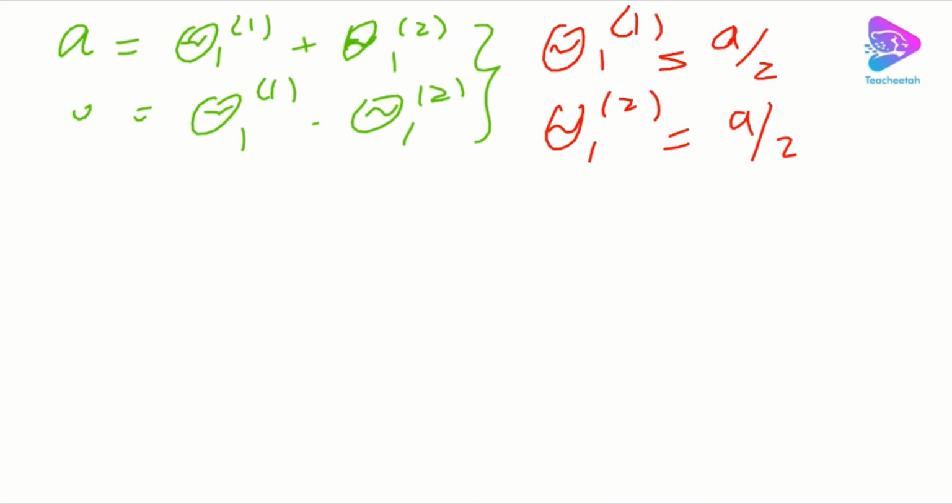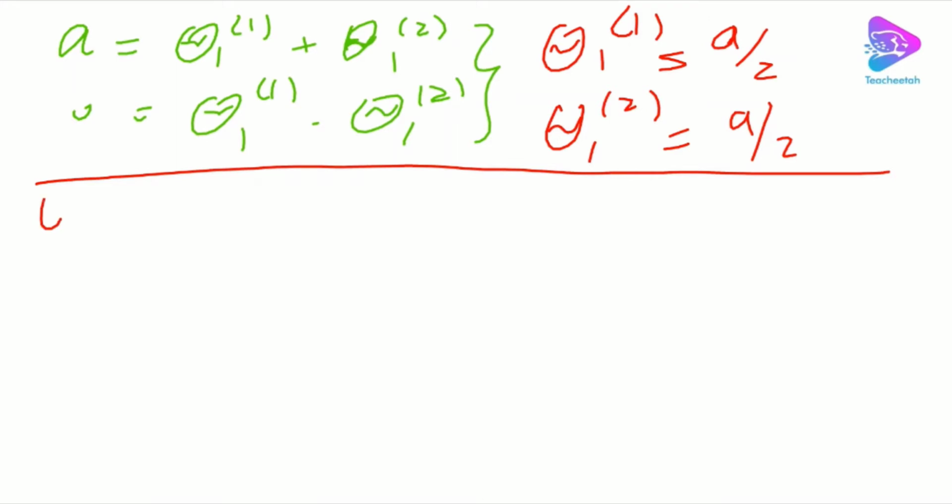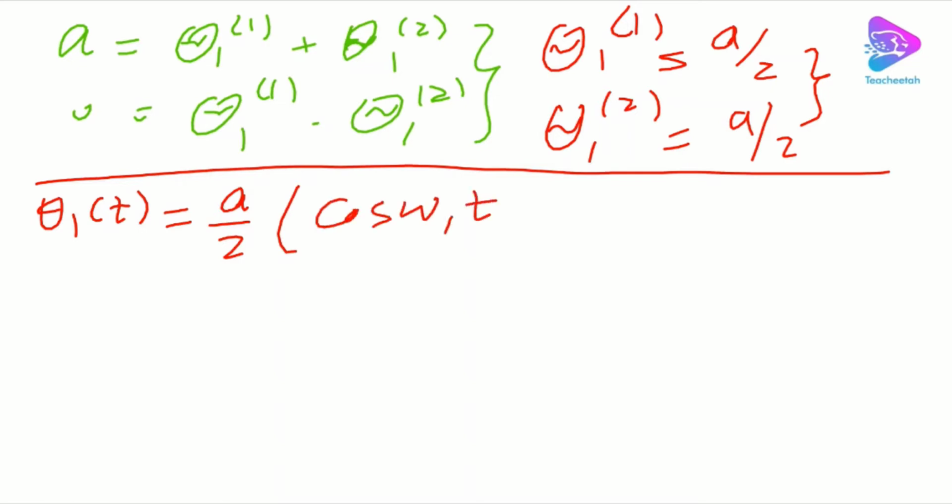So they are actually equal, right? So it makes the final response of the system very easy. So we get theta 1 of t, the final response that we were looking for. We have A divided by 2, and I can factor it out because theta 1 1 and theta 1 2 are equal, or they're identical here. We found that. So we have A divided by 2 times cos omega 1 t, and phi 1 and phi 2 are equal to 0, plus cos omega 2 t.